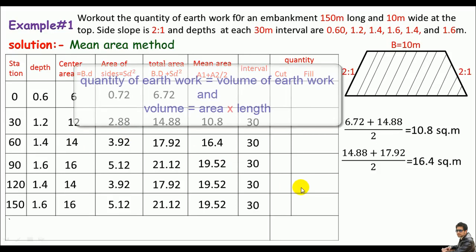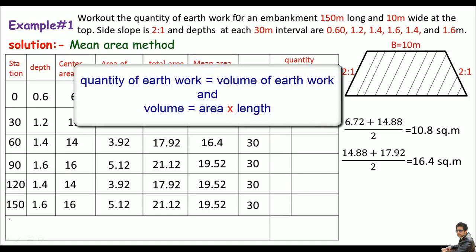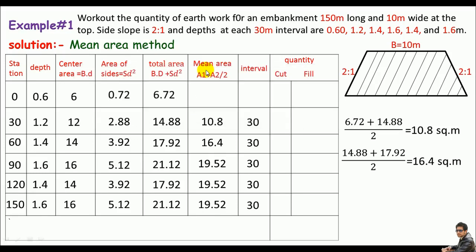Now remember, the quantity means the volume. And the volume is always the cross-section area times the length. Now remember, we have of course the mean area in the interval, so I'll multiply the mean area with the interval. Of course we can get the quantity in form of cut or fill. So 10.8 times 30, we can get of course 324 cubic meter is earthwork between 0 and 30 station. Why do I put this value in the filling? Because it is just an embankment, remember? And 16.4 times 30, we can get 492.